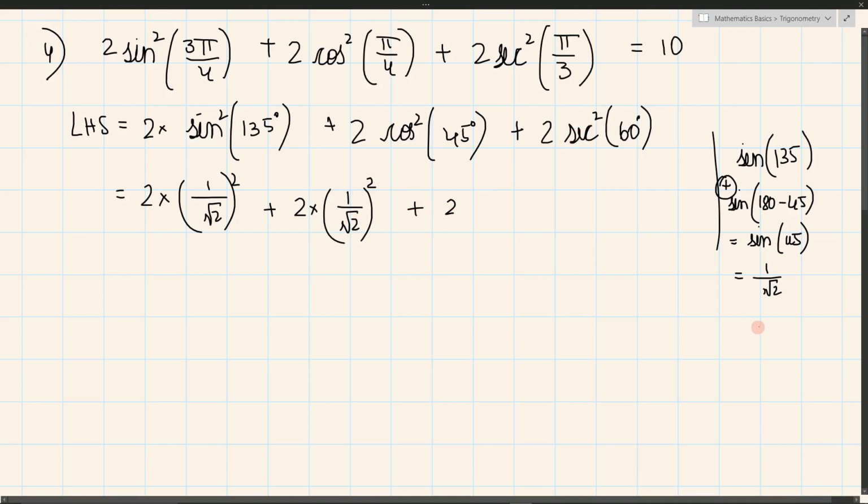Sec 60 is nothing but 1 by cos 60. So cos 60 is 1 by 2, so 1 by 1 by 2 we have 2, and 2 square. So we have 1 by 2 into 2 is 1 plus, again we have 1 plus 2 square is 4, 4 into 2 is 8. So we have 10. Therefore LHS is equal to RHS.